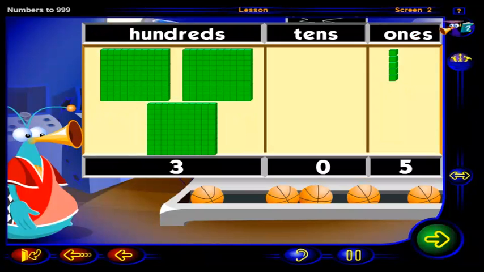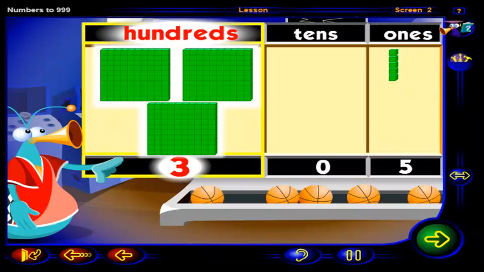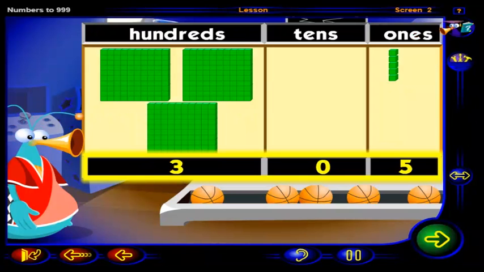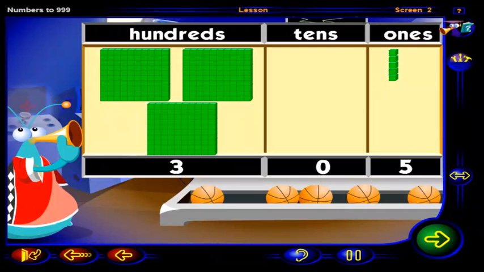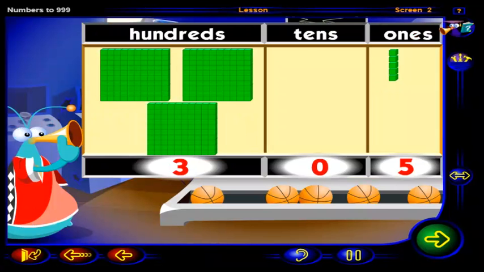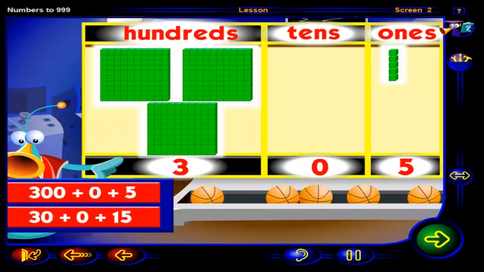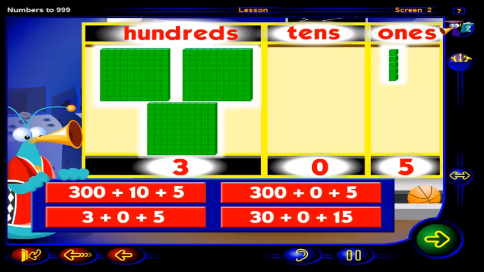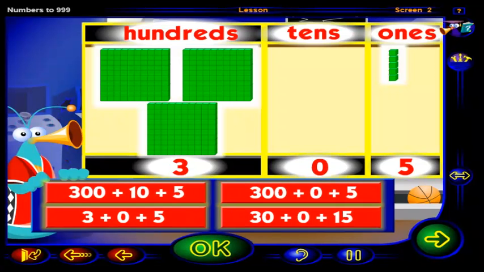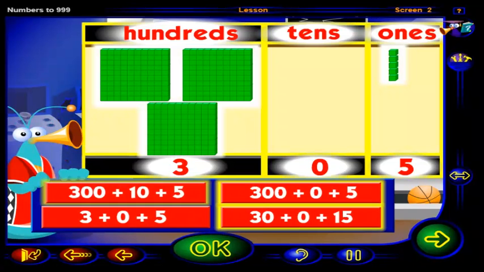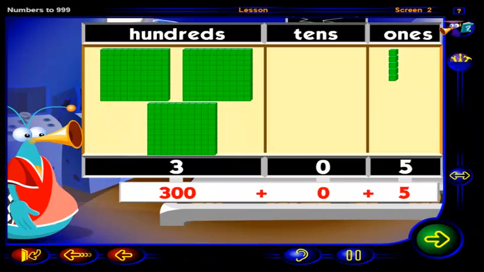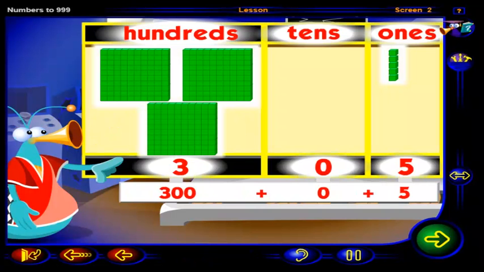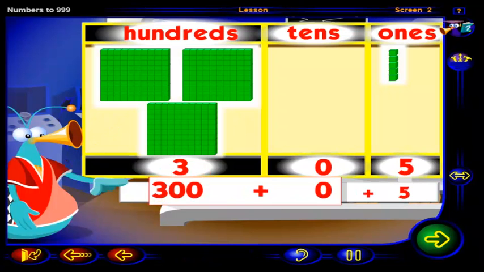Now that we've made the greatest number of hundreds that we can, let's write this number by finding the sum of the values in each place. What is the sum of the values in each of these places? Click on your answer, then click OK. That's it. The sum of the values in each of these places is 300 plus 0 plus 5.